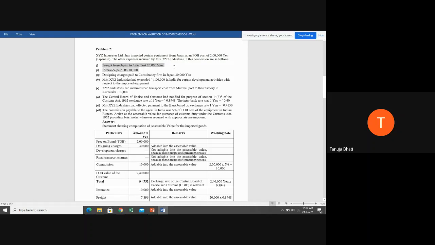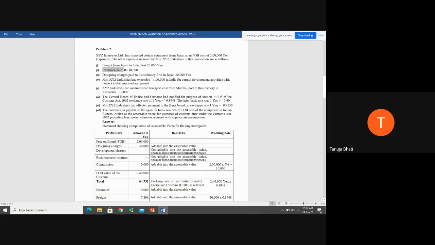Freight from Japan to Indian port, 20,000 yen. Can anyone tell me whether this has to be included, and if yes, whether it will come under the heading of FOB, FAS or CIF? Ma'am, it should be included in CIF. Very good. So 20,000 yen we are going to include in CIF. Next. First, we'll just discuss the problem and then we will go to the solution.